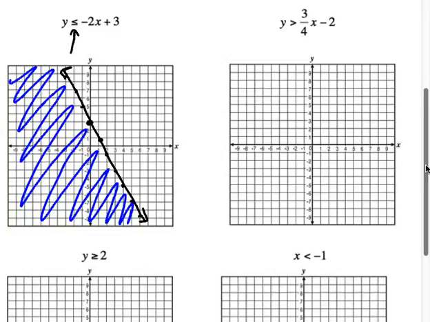So I start at the y-intercept. I start at the negative 2. And now I have a slope of 3/4. Up 3 over 4. Up 3 over 4.